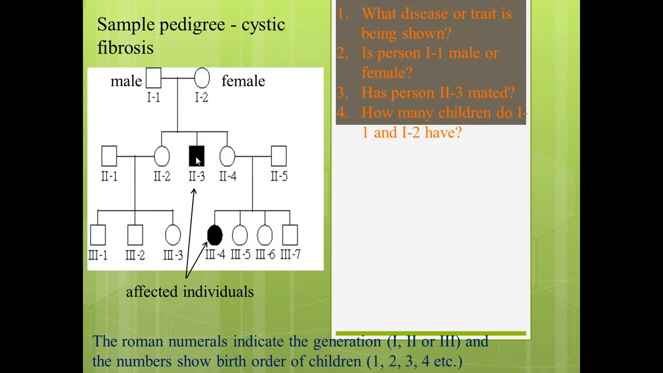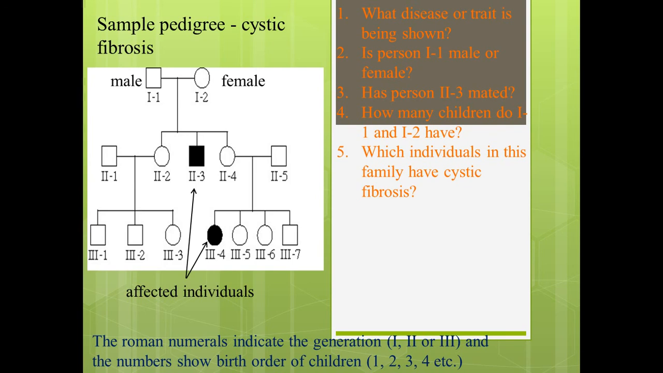Number 4, how many children do 1-1 and 1-2 have? When you look for children, you look for the line coming down, and then you look for any symbols that fall below that line. But remember, it still has to be connected to that line in order for it to be mated, or in order for it to show children.